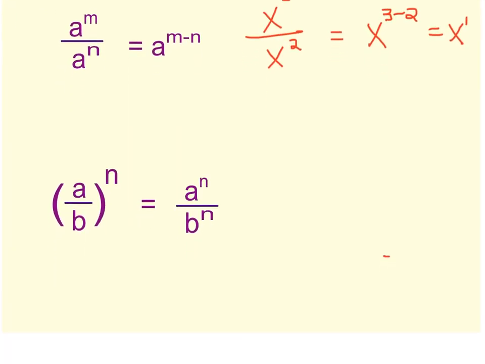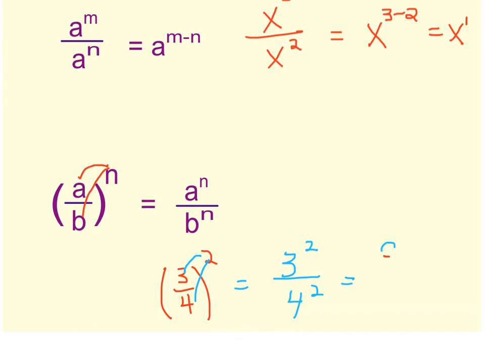And then this last property just tells you that whatever you are dividing on the inside of a set of parentheses, that exponent goes to every base on the inside. So let's say you have 3/4 and you want to square it. You would square the 3 and you would square the 4, so it would be 3 squared over 4 squared. 3 squared is 9, 4 squared is 16, can't reduce it, so that would be your answer.